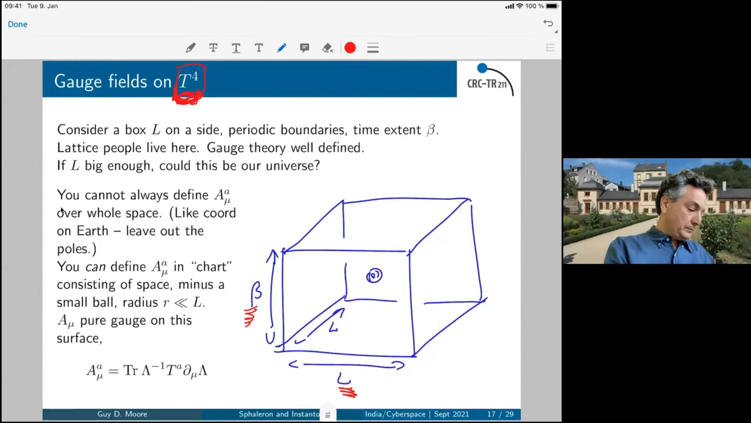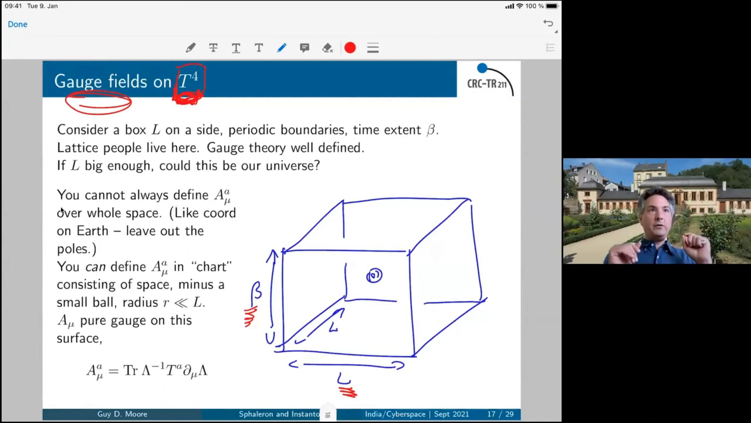And gauge fields, so the true gauge field, let's say the gauge field is a connection of an SU(N) bundle on this space. But we can describe that connection using coordinates, which we call the gauge potential, A mu. Except, as you know, when you try to describe some non-trivial object using coordinates, sometimes you can't do that globally.